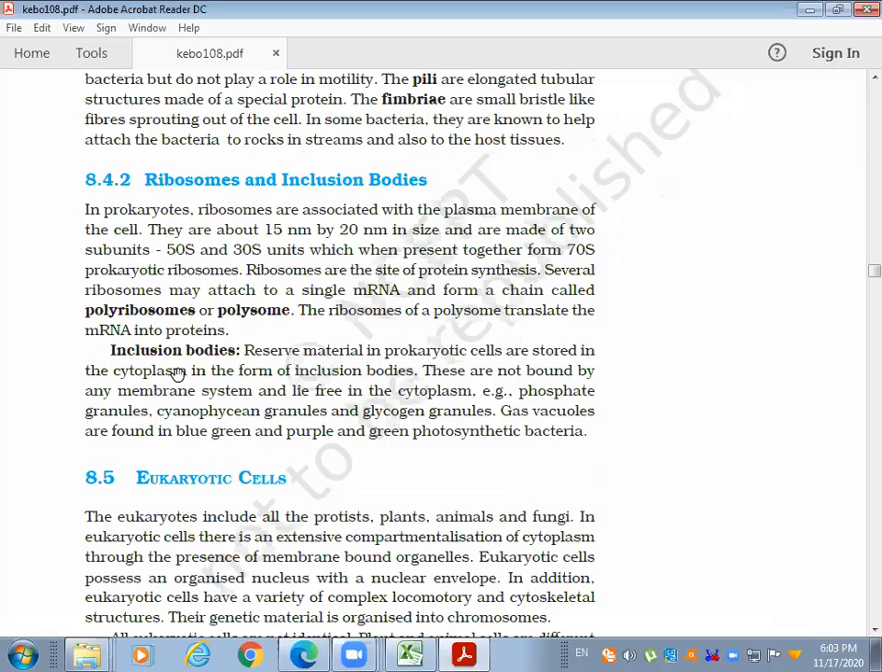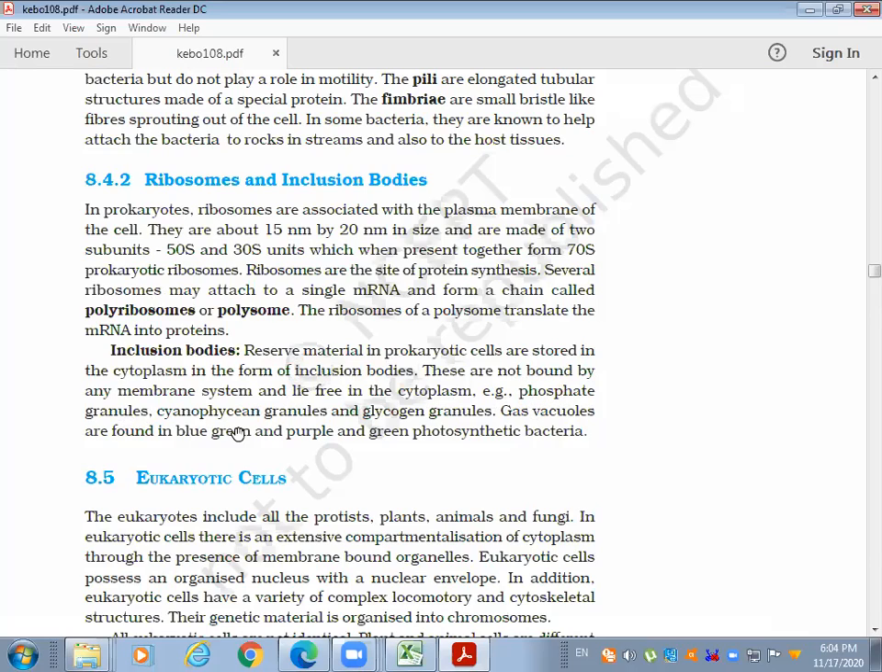Next, inclusion bodies. Reserve food material in prokaryotic cells is stored in the cytoplasm in the form of inclusion bodies. These are not bound by any membrane system and lie free in the cytoplasm.